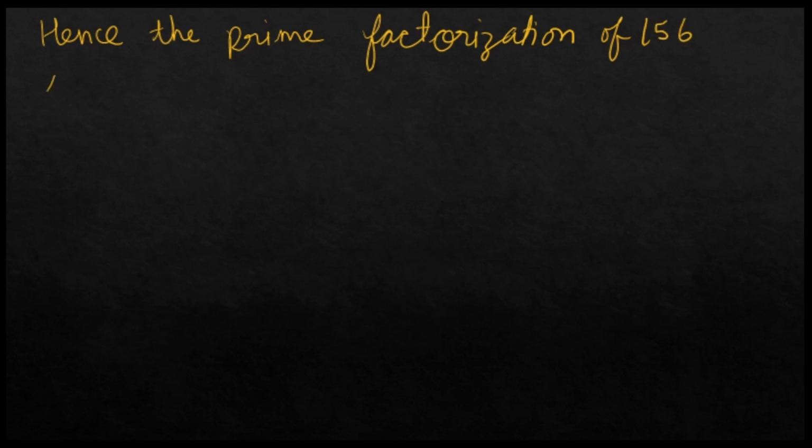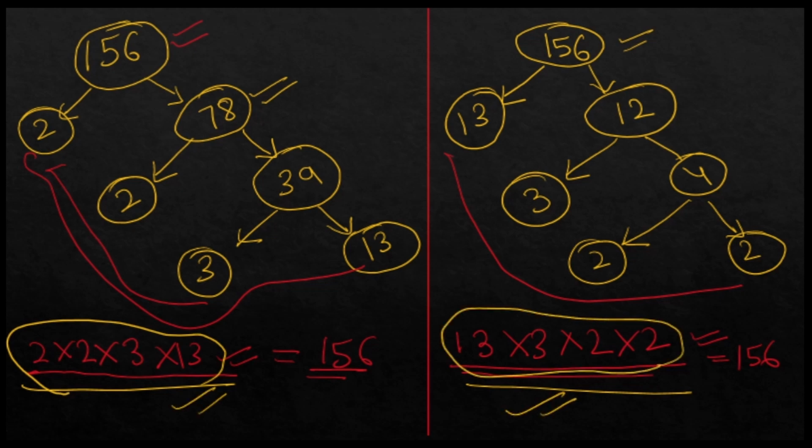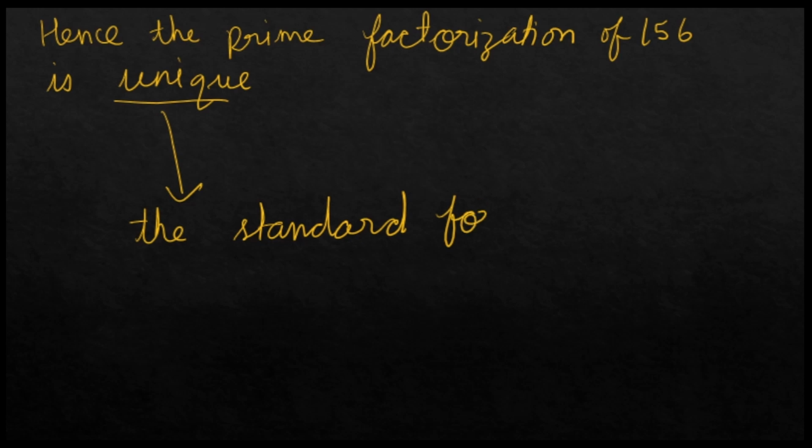Hence, the prime factorization of 156 is unique. Unique means whether this way or this way, we are having the same prime numbers on both sides. So this is a standard form because this is coming in the same way. Unique means the standard form, that you are writing those numbers in the same way over time. That means again and again.